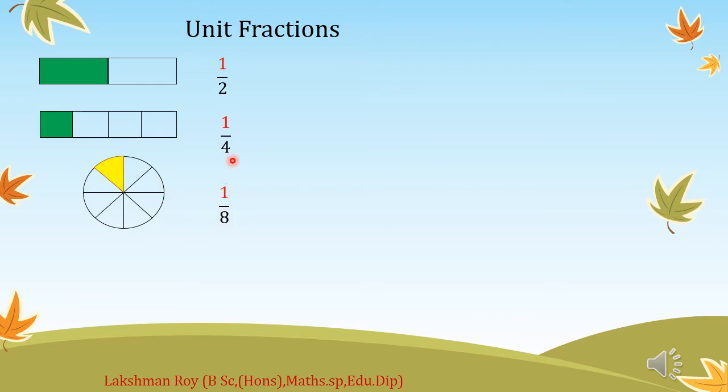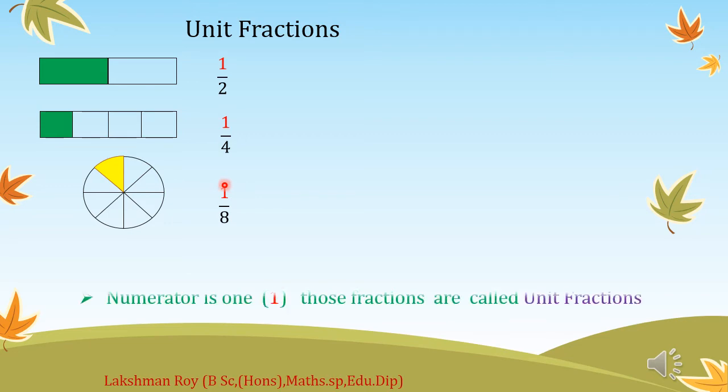Now you can see in every fraction, the number above the line is 1: numerator 1, numerator 1, numerator 1. So in all these fractions the numerator is 1. When the numerator is 1, those fractions are called unit fractions, right? That is easy to understand. So see, if the numerator is 1, that is called a unit fraction.